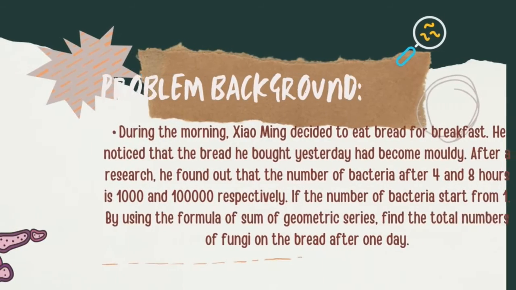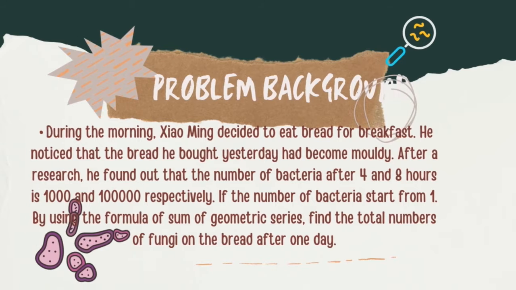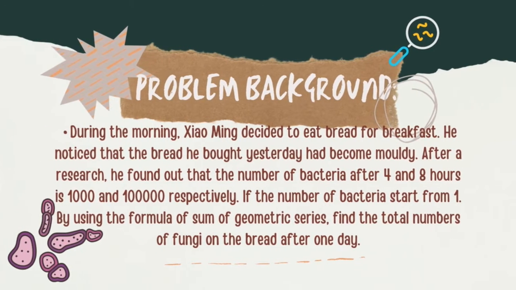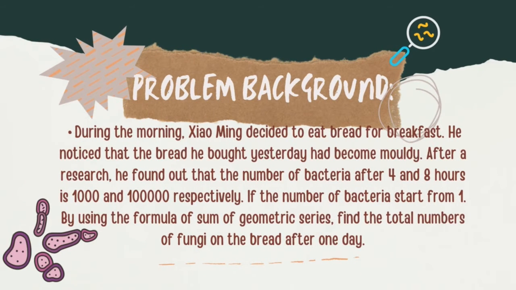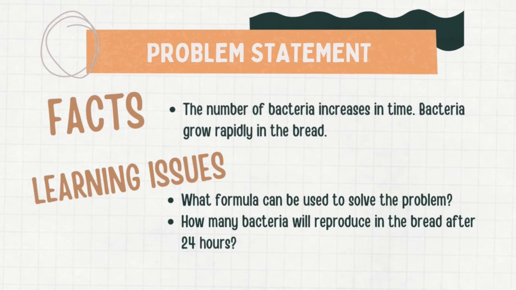Here is our problem background. In the morning, Xiaomin decided to eat bread for breakfast. He noticed that the bread he bought yesterday had become moldy. After research, he found out that the number of bacteria after 4 and 8 hours is 1,000 and 100,000 respectively. If the number of bacteria starts from 1, by using the formula of the sum of a geometric series, find the total number of fungi on the bread after 1 day. The fact is the number of bacteria increases in time. Bacteria grow rapidly in the bread.